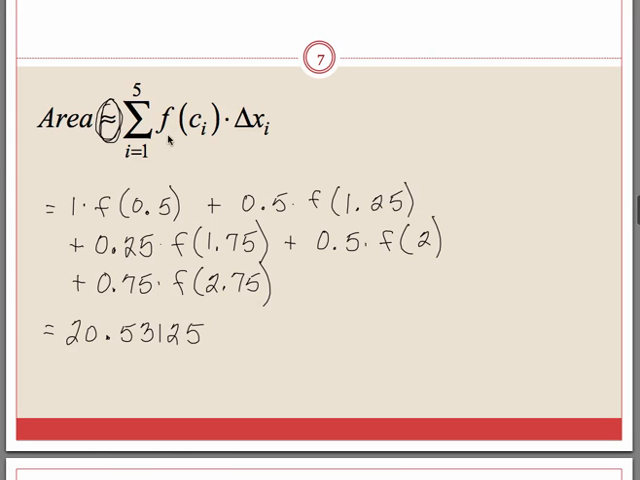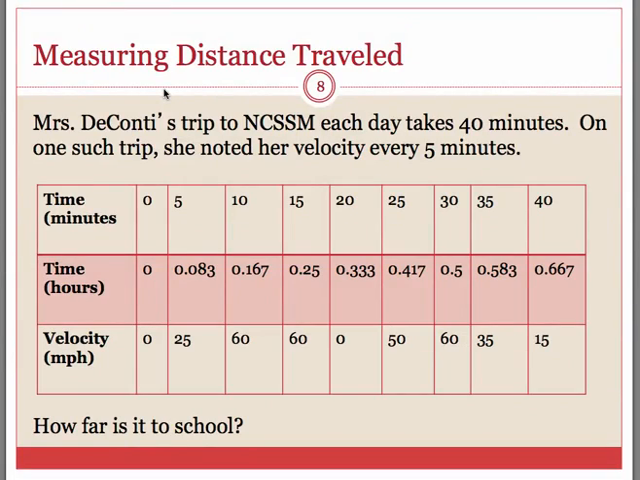So let's take a look at a more real-life example. Mrs. DeConte's trip to NCSSM each day takes 40 minutes. On one such trip, she noted her velocity every 5 minutes. So if you take a look at the table, we have increments going every 5 minutes from 0 minutes to 40 minutes. I've gone ahead and expressed those in terms of an hour because if we're going to use velocity as miles per hour, of course we need the units to be consistent. So you can take note there of the time of those minutes expressed in hours.